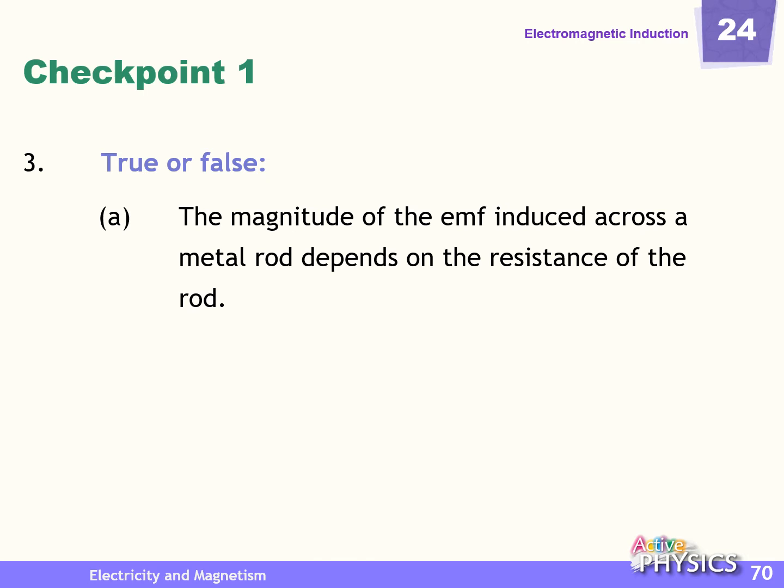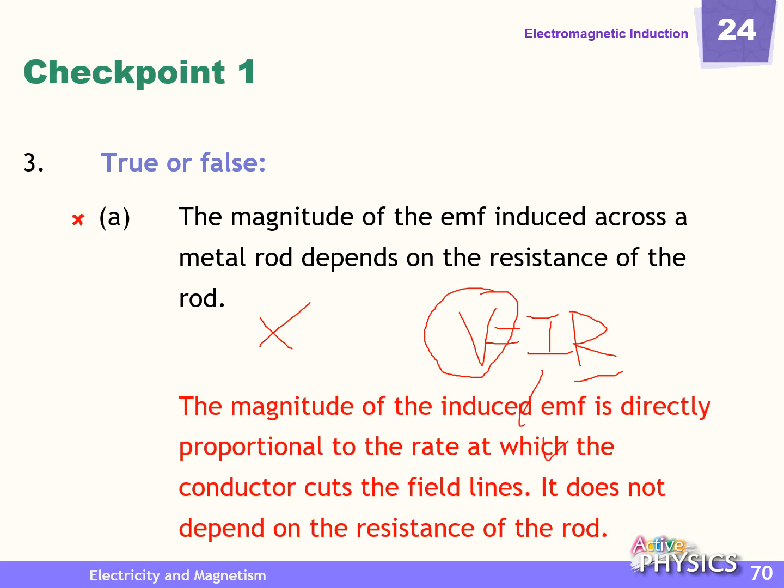Okay, so the answer is wrong. Why? Since we know V equals IR, the induced EMF will not be changed by the resistance, but the current will change with the resistance. The magnitude of the induced EMF is directly proportional to the rate at which the conductor cuts the field lines, or the change in the number of field lines. So it does not depend on the resistance of the rod. However, the induced current will change.